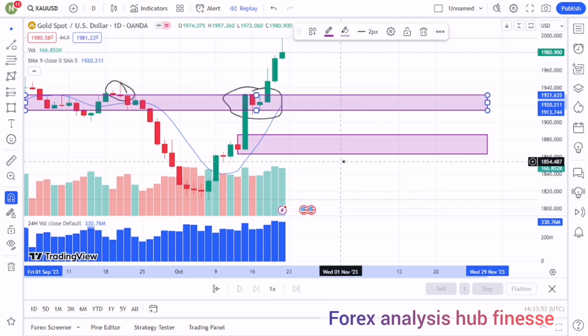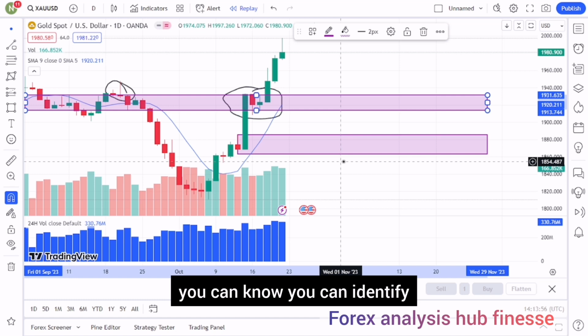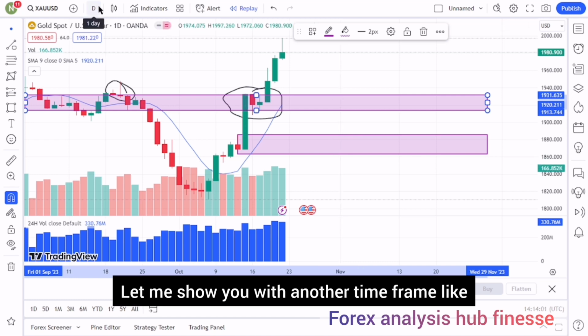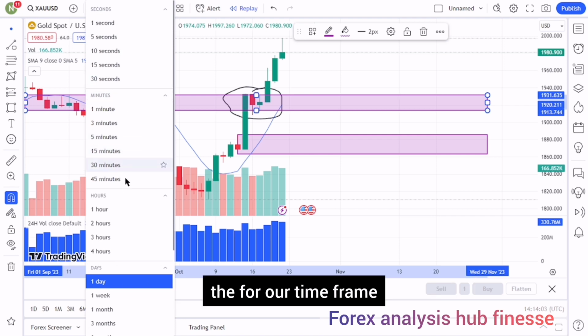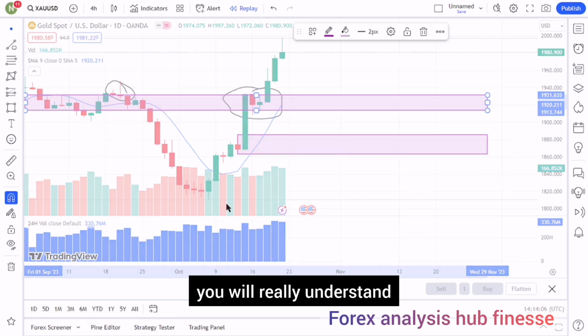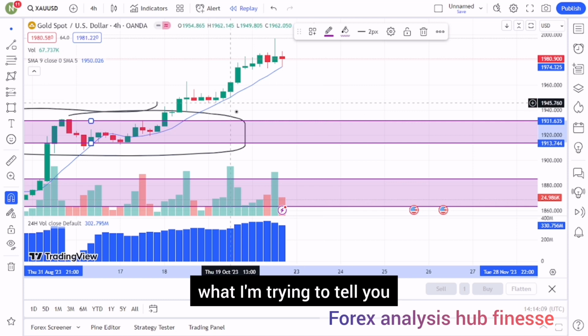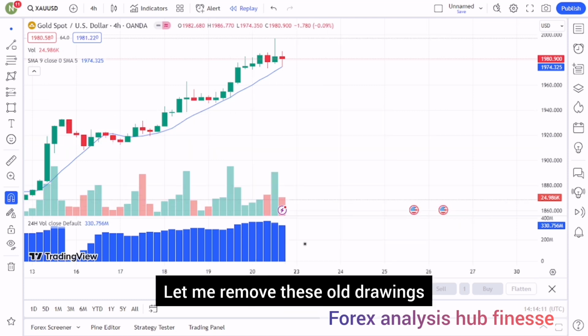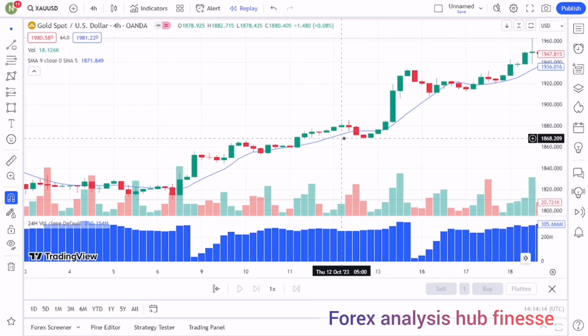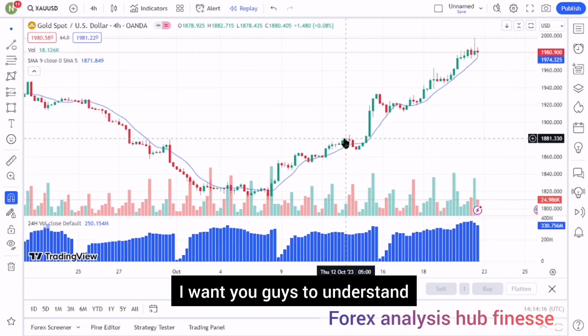So using this strategy, you can identify which are the supply zones and which are the resistance and demand zones. Let me show you with another time frame, like the 4-hour time frame. On the 4-hour time frame, you will really understand what I'm trying to tell you. Let me remove these old drawings. Let's move to this. I want you guys to understand.